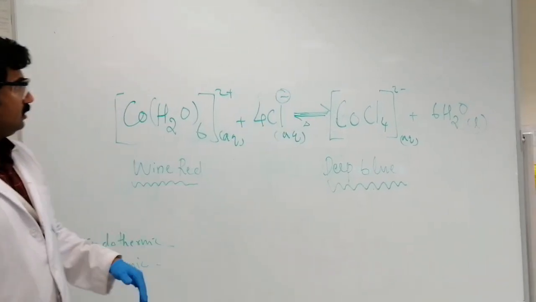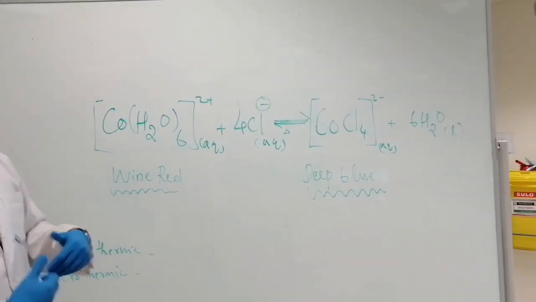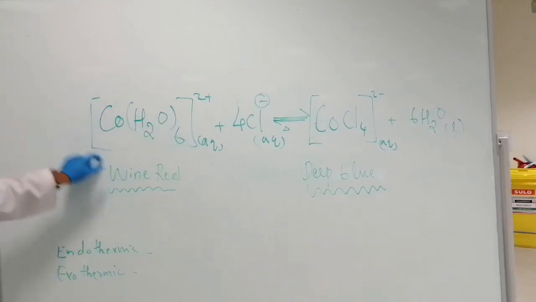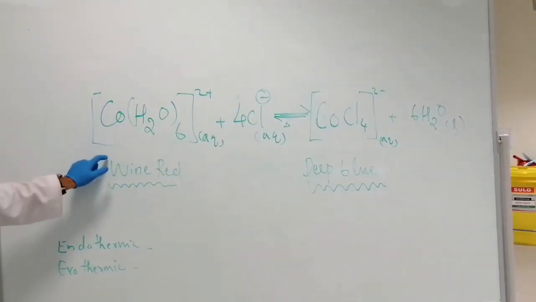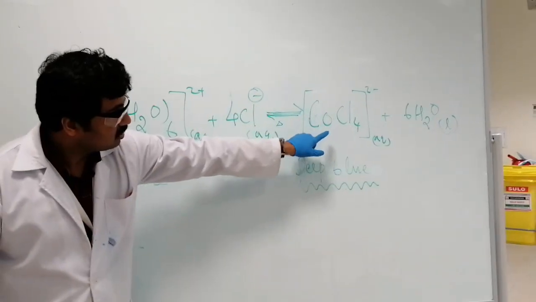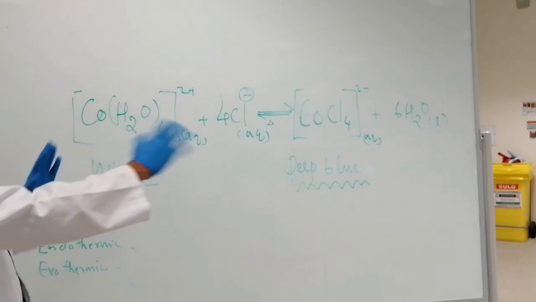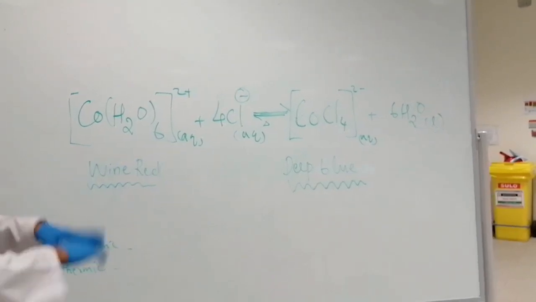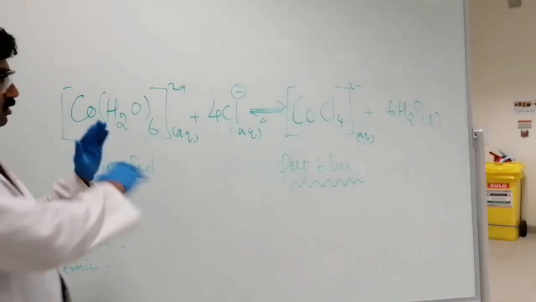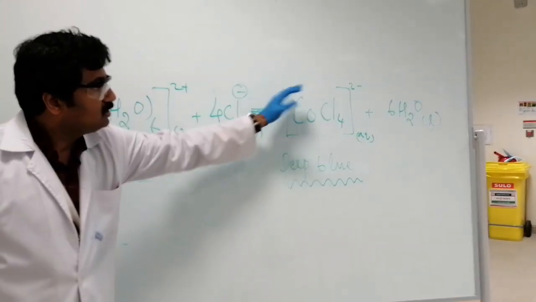Now when you take this in the test tube and heat it, you can see that the color turns to deep blue. So you look at the equilibrium reaction. The cobalt hexaaqua complex has a wine red color, but the cobalt tetrachloro complex has a deep blue color. So from your observation in the test tube, it's very obvious that when you heat, the equilibrium is shifting towards the right side. So you're getting more and more cobalt tetrachloro complex.